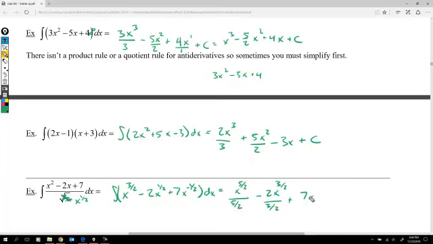All right, then I had 7x to the negative 1 half. I add 1 to here, so I get 1 half. Now I divide by 1 half. And then plus c at the end. Now let's simplify this sum.